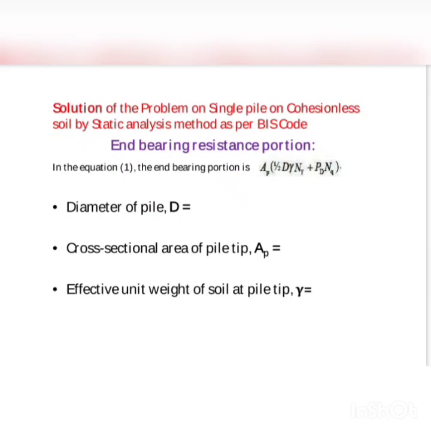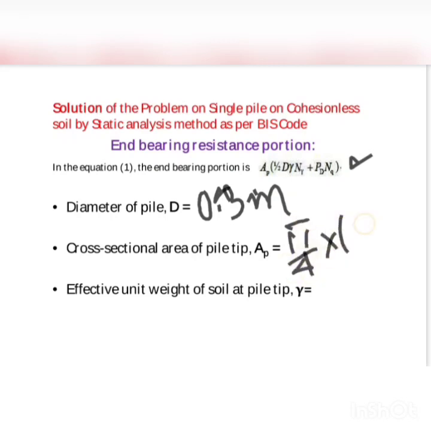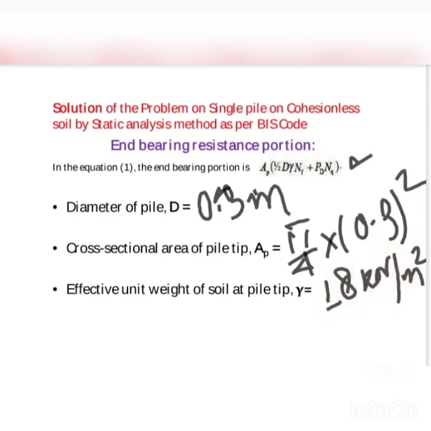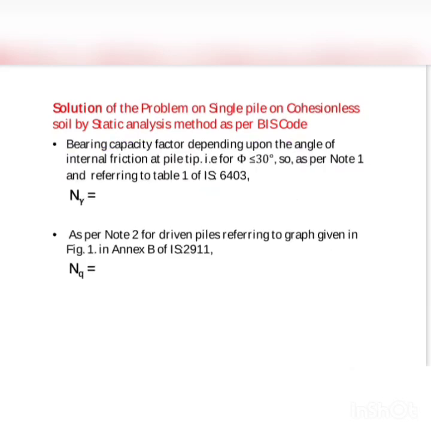Now for the end bearing resistance portion, this is the initial part of the equation. The thing that we need is diameter of the pile, that is 0.3 meter, cross sectional area of the pile tip, which is pi by 4 into 0.3 square. Effective unit weight of soil is 18 kilonewton per meter cube. Okay, now this is the part, the bearing capacity factors N gamma and NQ, we have to find out.